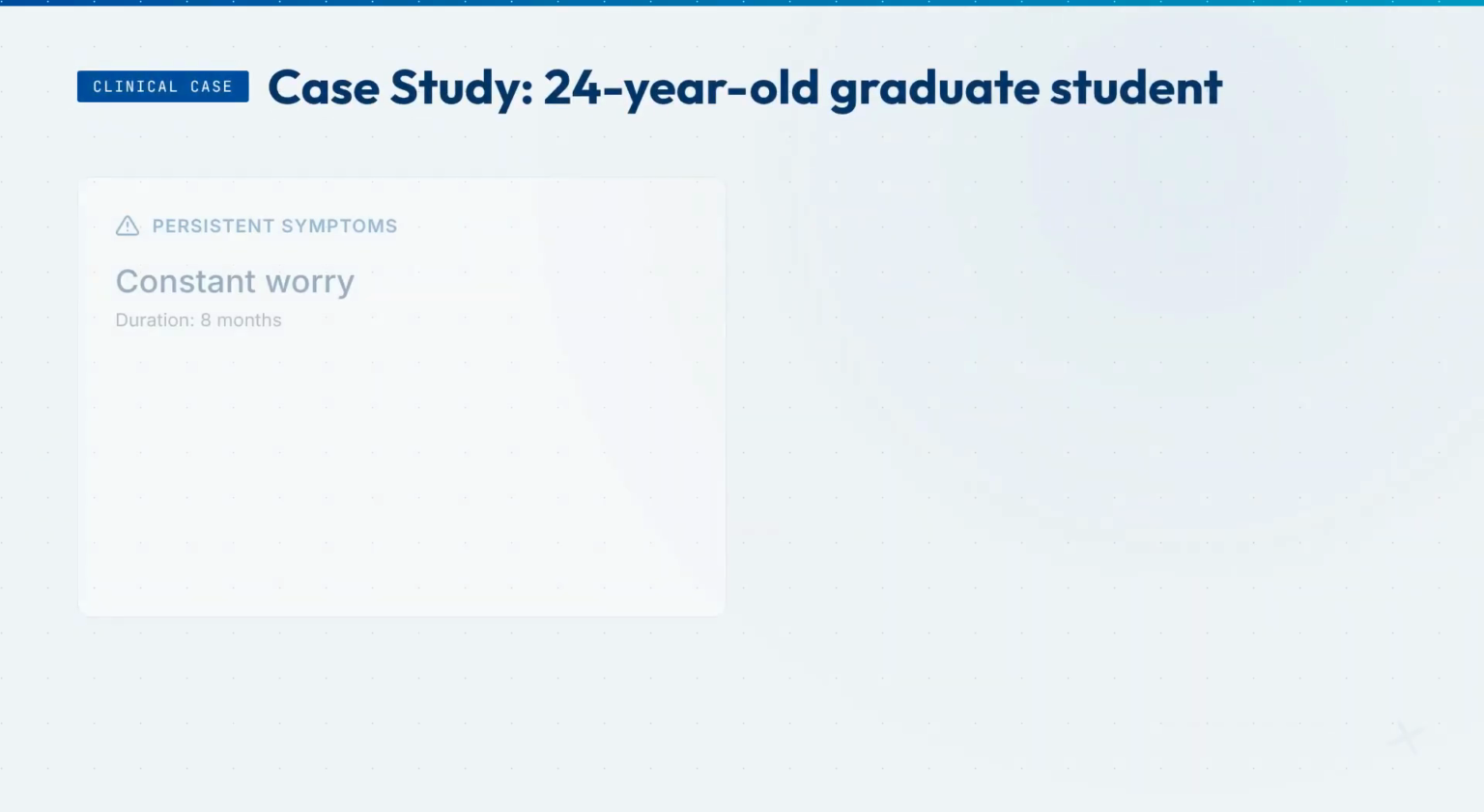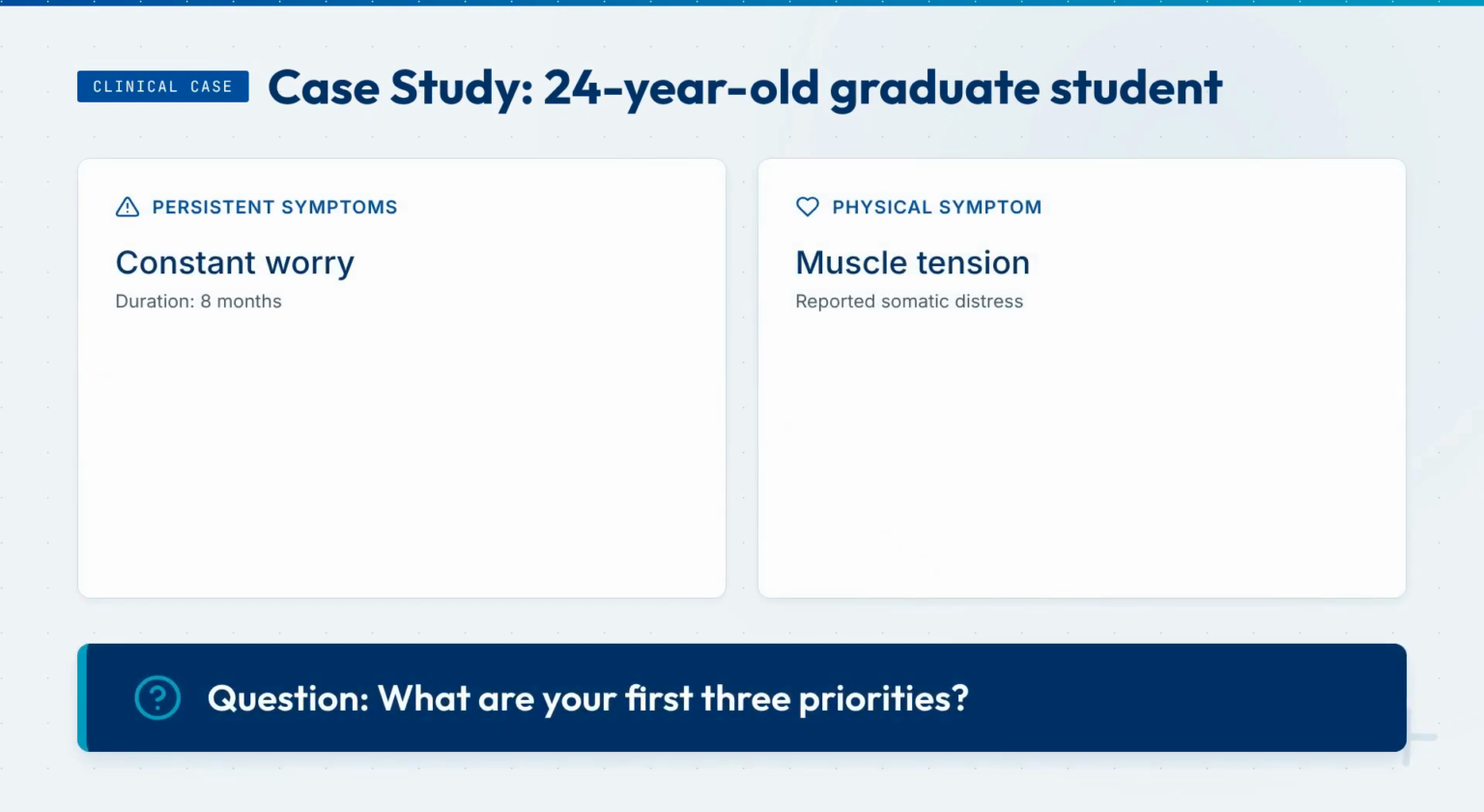Let's apply this to a short case. A 24-year-old graduate student presents with constant worry for the past 8 months. She worries about school, finances, and disappointing people. She drinks 4 cups of coffee daily. Question: what are your first 3 priorities? A good PMHNP answer would be: first, clarify the anxiety pattern. Second, assess safety and impairment. Third, rule out bipolar disorder, medical contributors, and caffeine-related anxiety before selecting treatment.